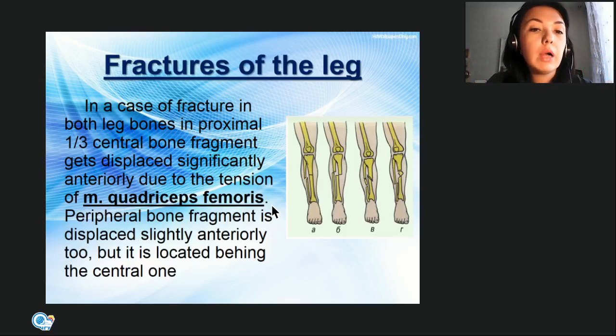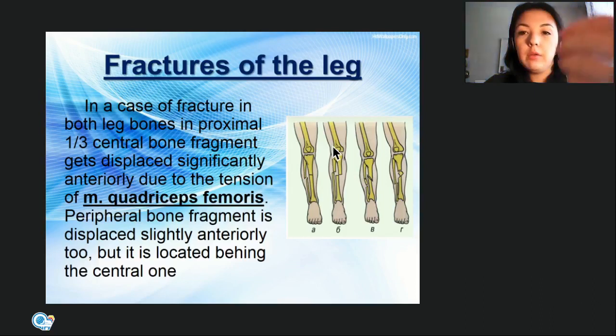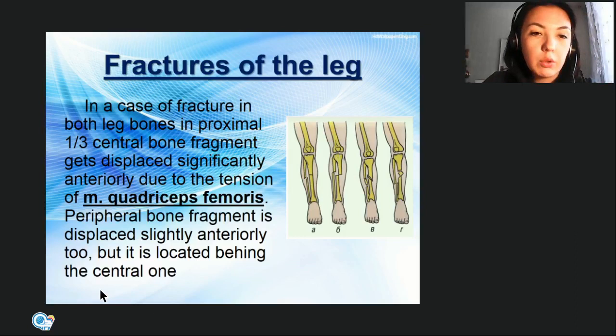And so the peripheral bone fragment is also displaced slightly anteriorly, but it is located behind the central one. It will always be so in case of the fracture in both leg bones in the proximal third. And this is a very common fracture in car accidents. When a pedestrian crosses the street and a car is going, the anterior part of the car hits the legs of this person. So usually there will be this type of fracture of the leg.